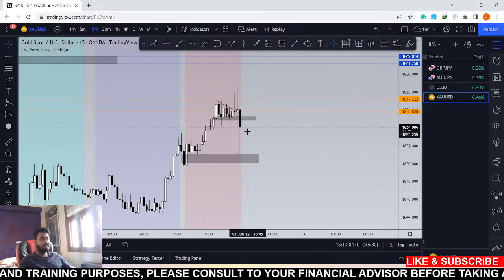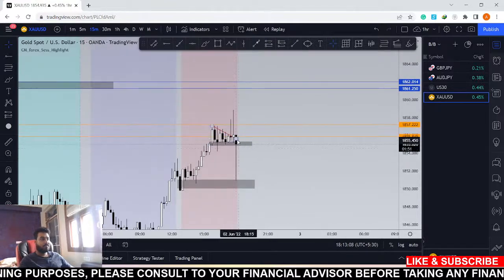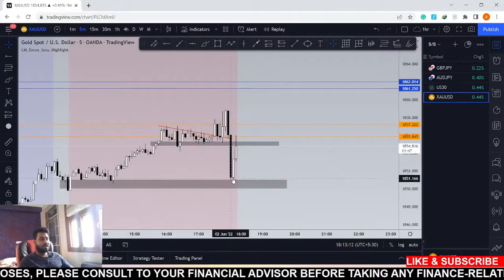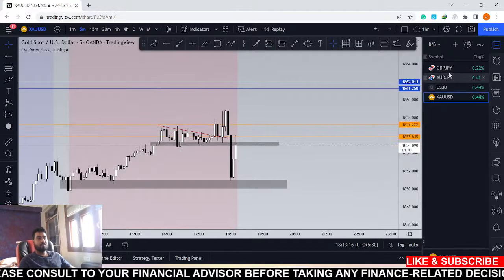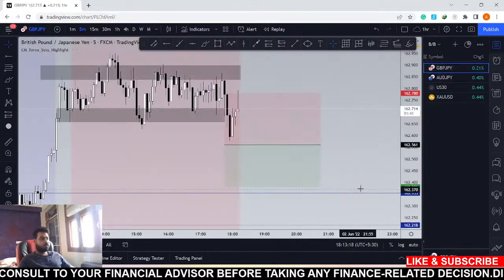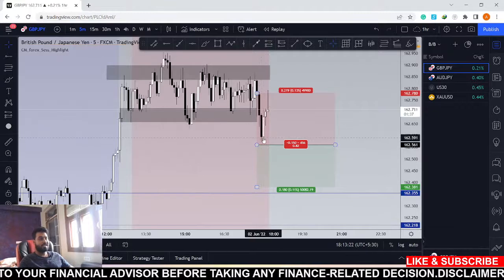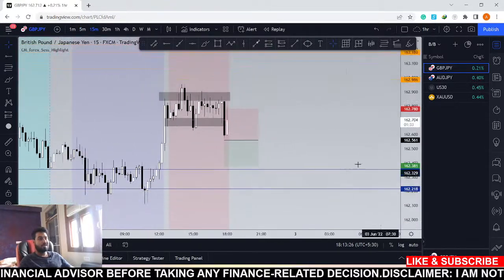Look, this is the reason why I always wait for the 15-minute candle to close. If I would have taken this entry at the close of 5 minutes, it would be a loss. DJ also, I did not take the entry at this area. See, in 15 minutes, it was a good entry.